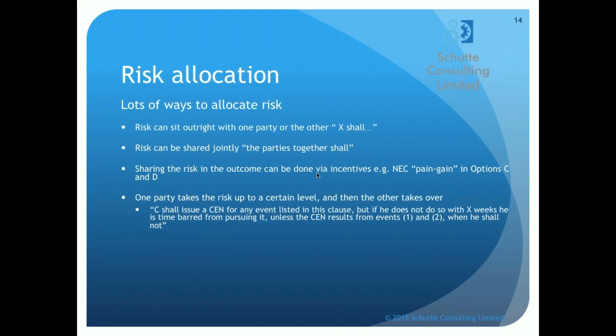So in that, I have put the primary obligation onto C. C shall. You can see that right at the beginning of the term. Okay, and if he does not do what he's supposed to, if he does not issue that notice within X weeks, he's time barred. Okay. Now, you could have a full stop there, and in many cases, in your amended NEC contract, you probably do see a full stop there.